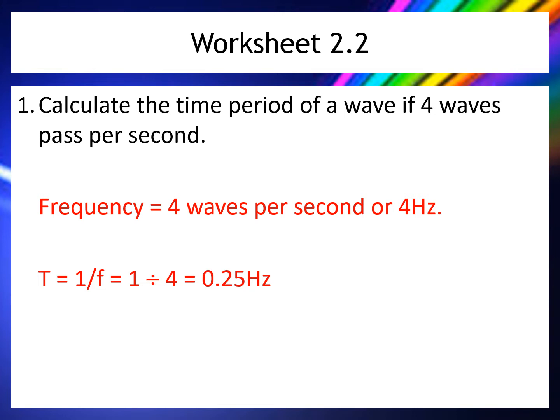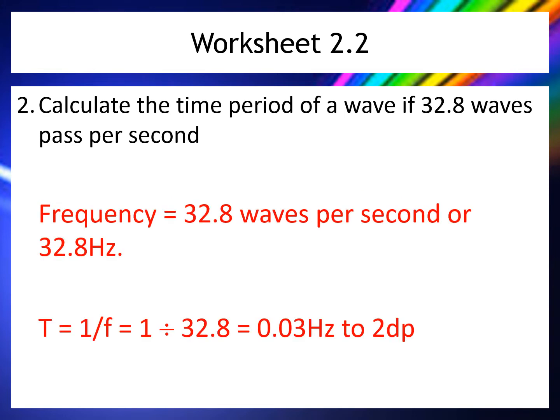It's important in all of these questions that you write out your working, your answers and your units for full marks. This would also be required in any exam. Since we know that t equals 1 divided by f, or time period is 1 divided by frequency, then in this case 1 divided by 4 gives us 0.25 Hertz.